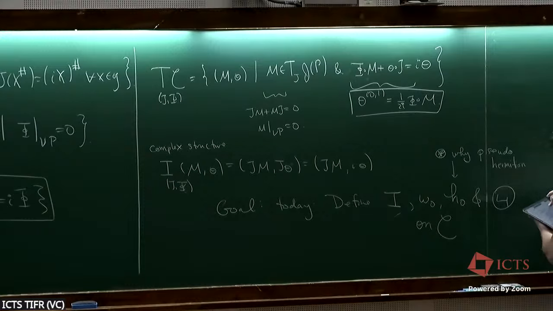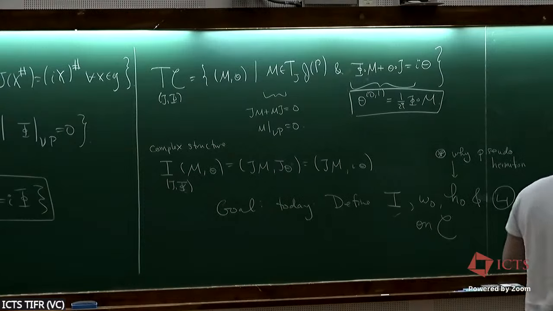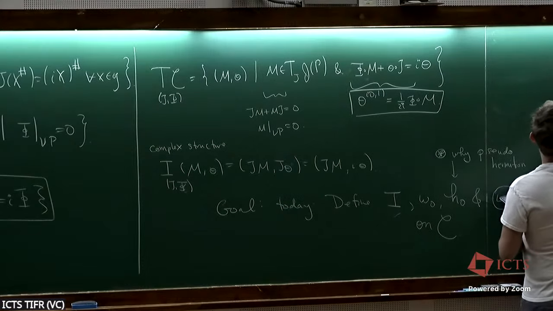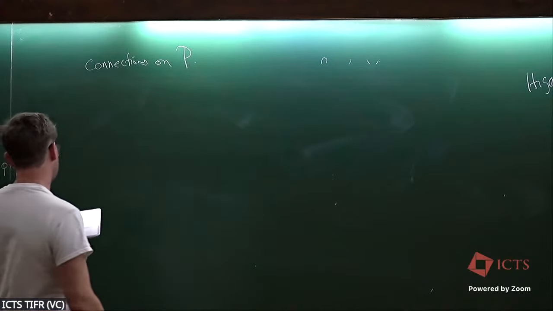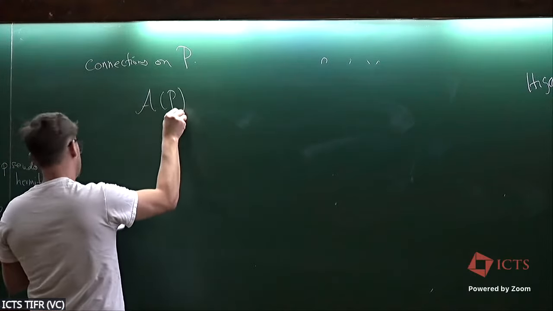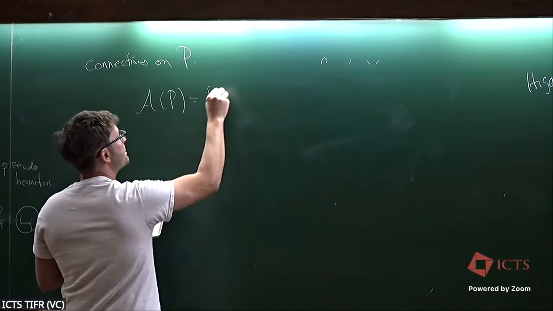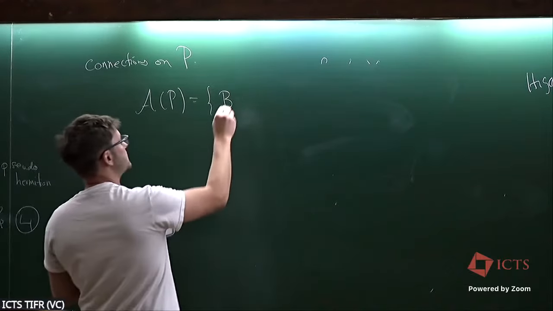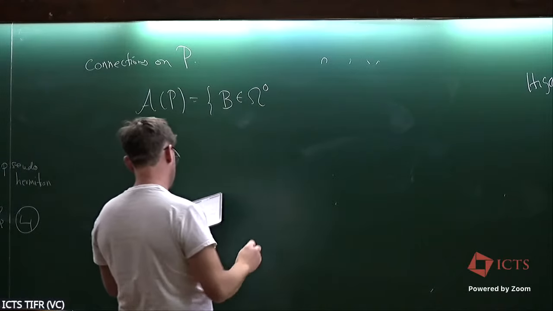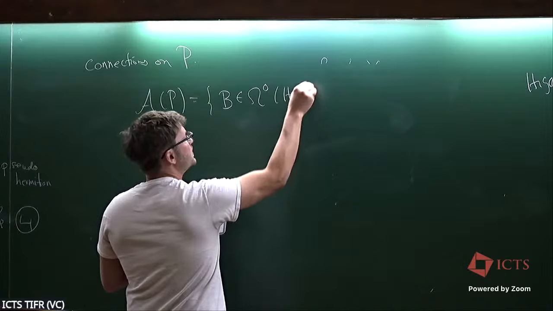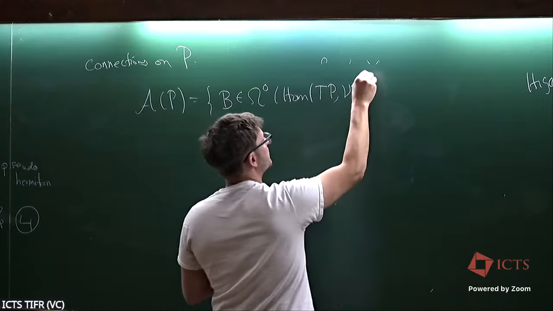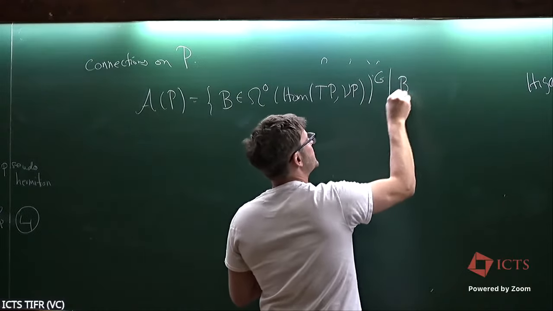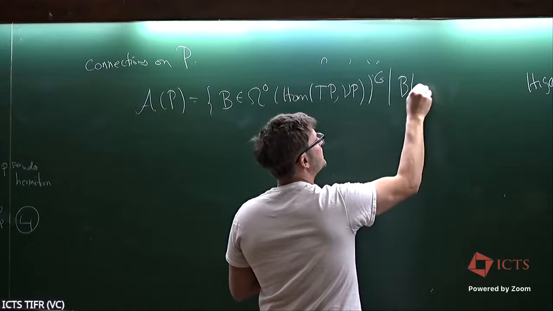Okay, so let me talk about connections, and the analog of the Chern connection for principal bundles. So connections on a principal bundle P. AP is the set. There are lots of ways to think about connections, as we probably all know, but I'm going to think about it like this. They're going to be homomorphisms from the tangent bundle of P to the vertical bundle of P that are equivariant, such that when I restrict them to the vertical bundle, I get the identity.